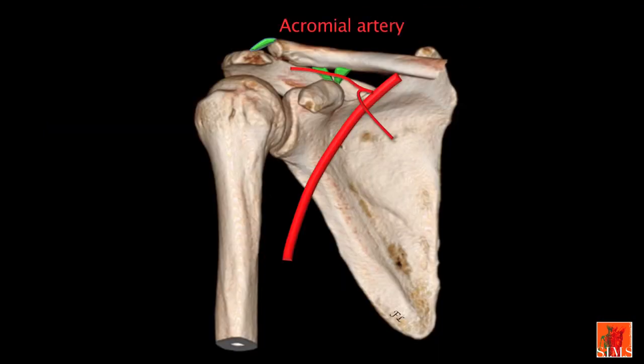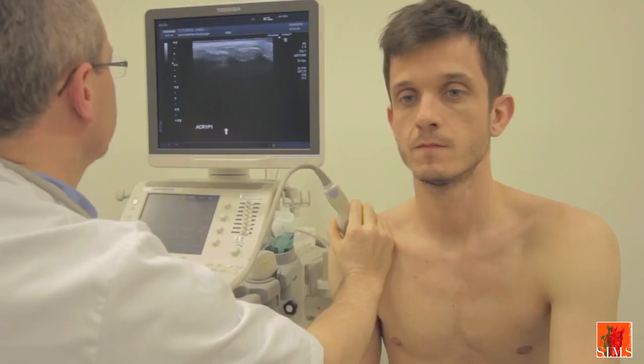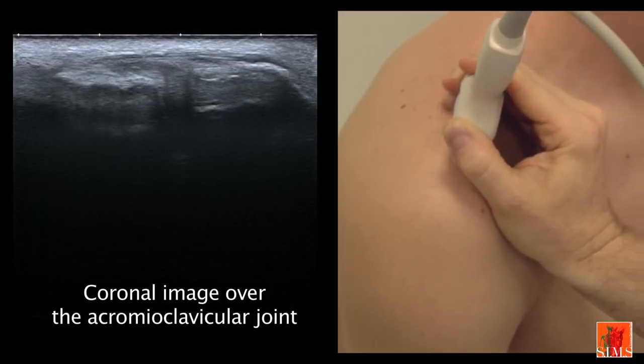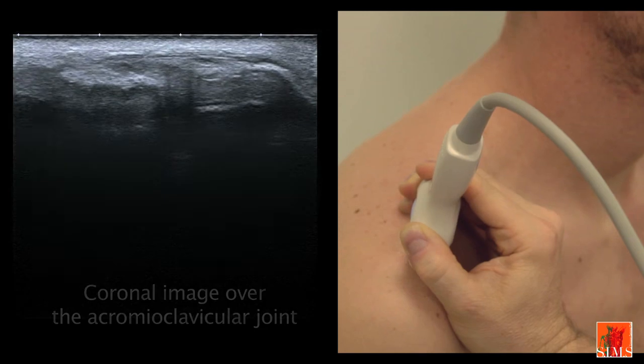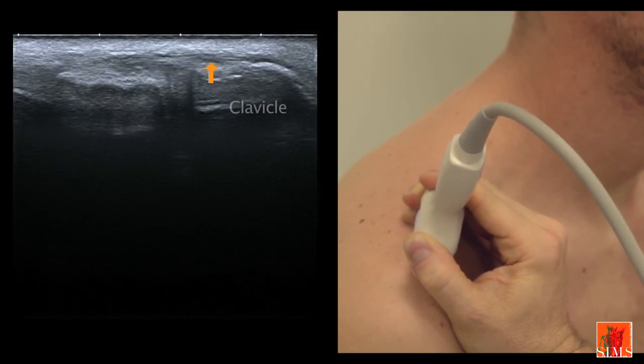In front of the coracoclavicular ligaments, please note a small artery, which is the acromial artery. And now here is the acromiocoracoid ligament. We will now begin the exploration of the acromioclavicular joint with this superficial coronal image, which allows us to evidence the acromioclavicular ligament here, just superficial to the bony protuberances.